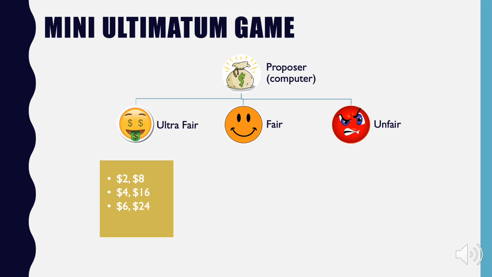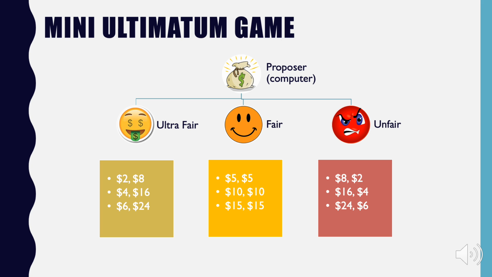So the 9 different scenarios presented fell into 3 different categories. Ultra fair, in which the first number is what the computer was receiving, and then the second number is what the participant would have received. So in the ultra fair condition, in general, the participant was receiving a lot more money than the computer was. So that was seen as ultra fair, and that it benefited the participant a lot. The fair condition was an even 50-50 split of the monetary sums. And then the unfair condition was that the proposer or the computer would receive more money than the participants would.